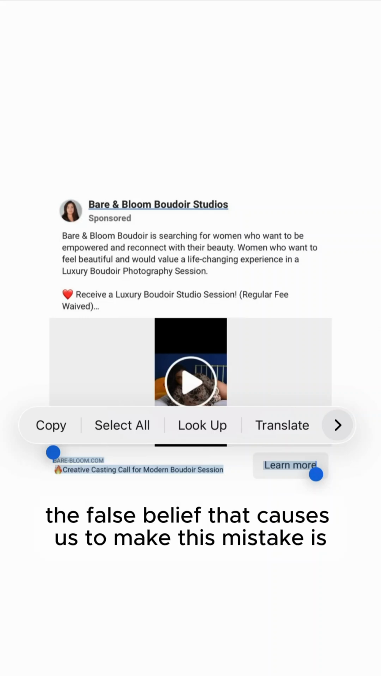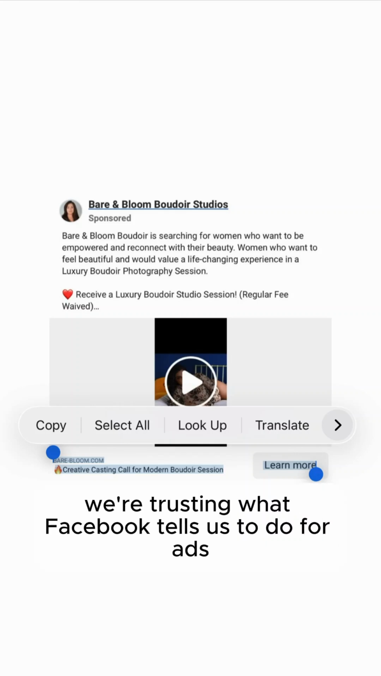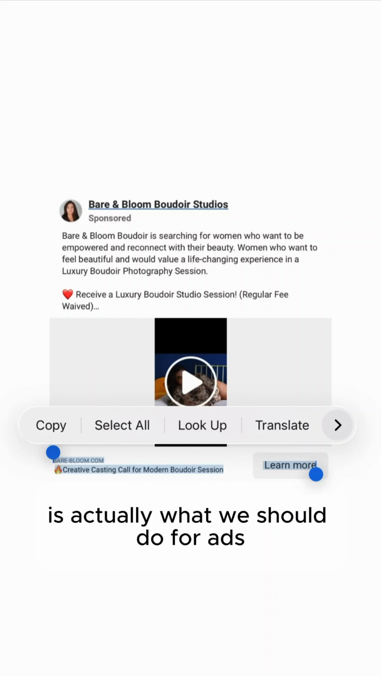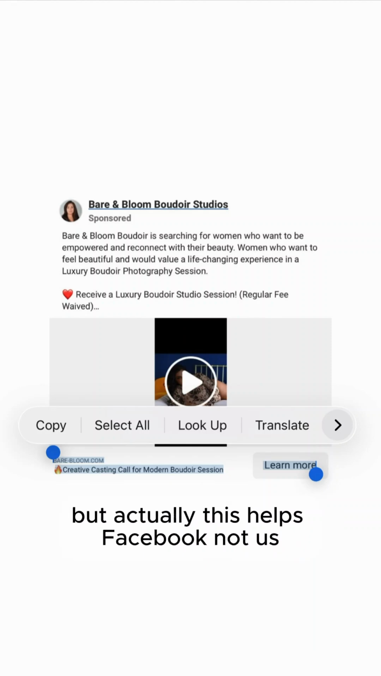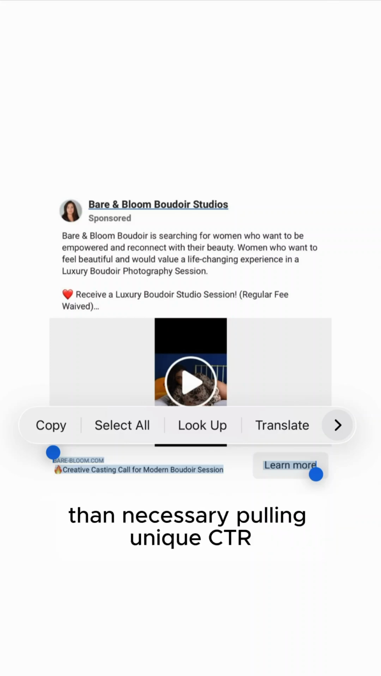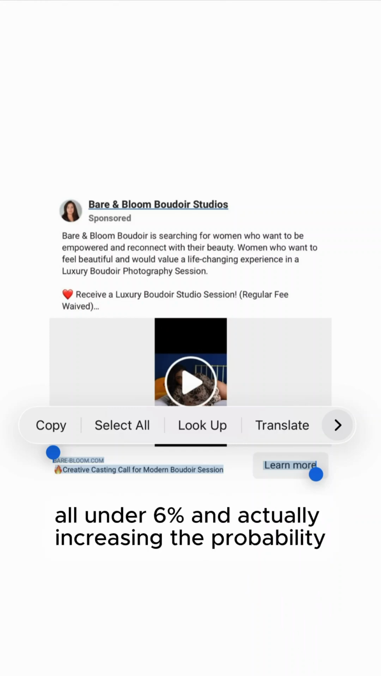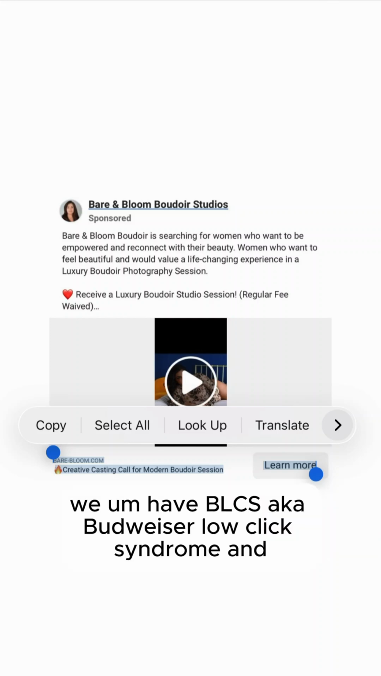The false belief that causes us to make this mistake is that we're trusting that what Facebook tells us to do for our ad is actually what we should do, what we should fill out. But actually, this helps Facebook, not us. It actually hurts us. When we do this, it causes way more women to scroll by our Facebook ad than necessary, pulling unique CTR under 6%, and actually increasing the probability we have BLCS, aka Boudoir low click syndrome.